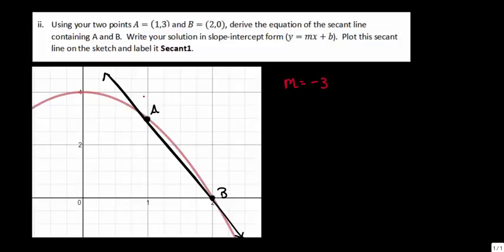Well, there's a couple of ways we can do it. One way is we can use the formula y is equal to mx plus b. Now we're going to take this -3 and plug it in here for m. Oops, we need it to be negative.